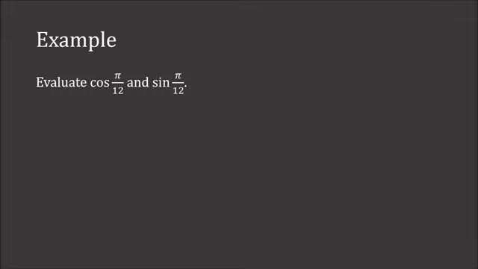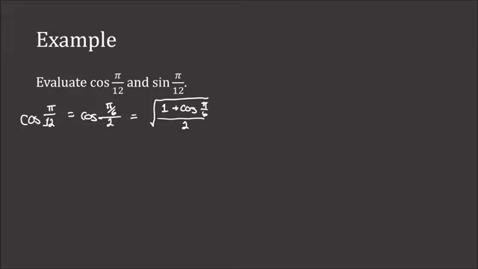We now wish to evaluate cosine of pi over 12 and sine of pi over 12. Cosine of pi over 12 can be written as cosine of pi over 6, over 2. And so the identity would tell us this is the square root of 1 plus cosine of pi over 6 all over 2. Now pi over 12 is located in the first quadrant, which means that cosine is positive, so we're going to keep this as a positive. This will give us the square root of 1 plus cosine of pi over 6, which is root 3 over 2, all over 2.